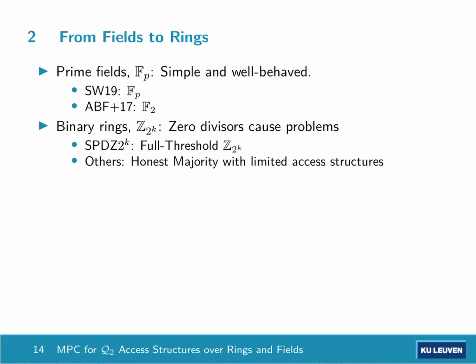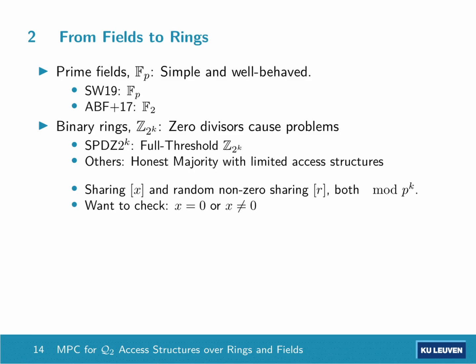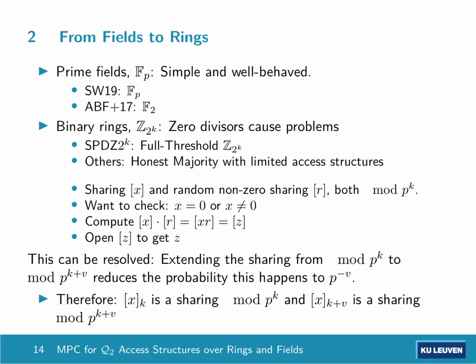The problem with zero divisors is that it makes even the most basic things difficult. Take as an example that we want to check if x is 0 or not, while only having a sharing of x and a sharing of a random non-zero element r. To do this, we would normally multiply x and r to obtain a sharing of some element z, and opening z, if this was a field, we would know if x is 0 or not. However, this does not work in a ring because x and r could be zero divisors. By extending the sharings from p to the k to p to the k plus v, you reduce the probability of errors due to zero divisors to p to the negative v. Choosing v large enough then makes this probability negligible.